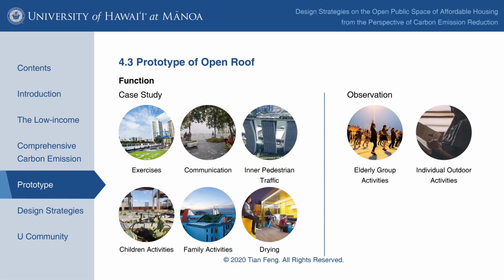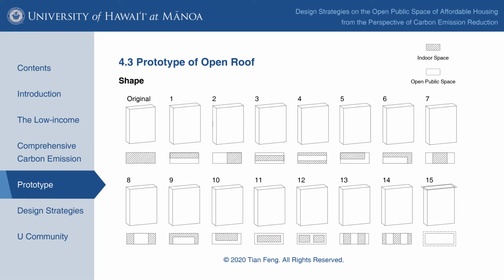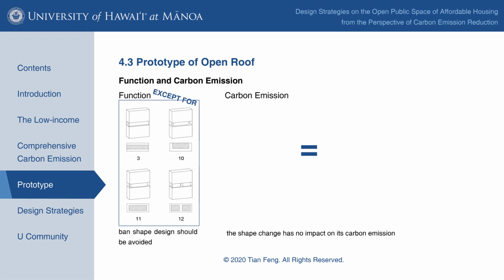Last one is the open roof, the function analysis, and also the shapes. The open roof also takes up half of the space. For the open roof, as its surface area stays stable with different prototypes, the shape change has no impact on its carbon emission. Based on it, when doing the open roof design, activity carry capacity should be paid attention to, which means that band shape design should be avoided.